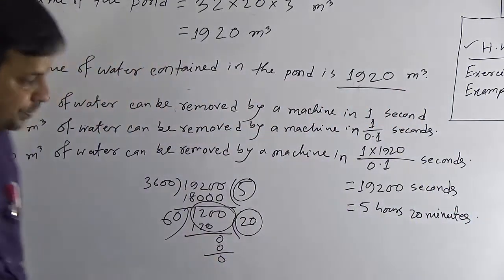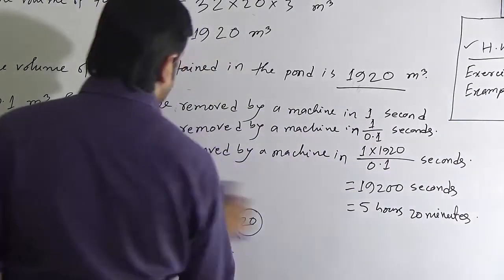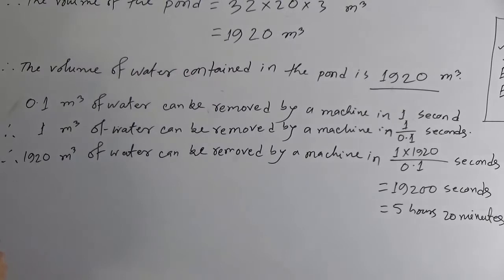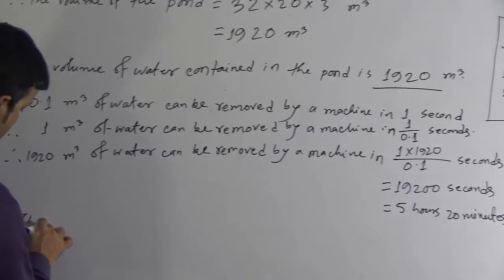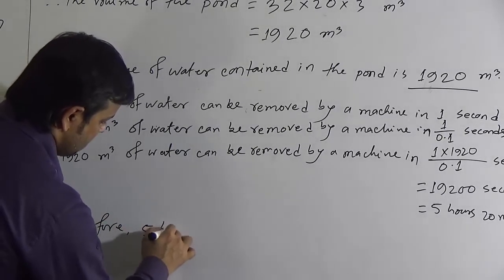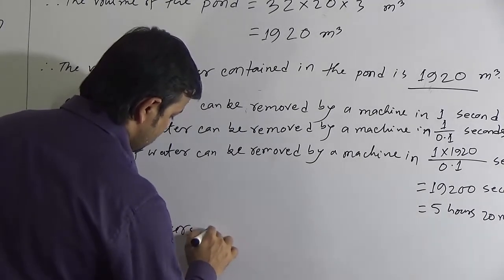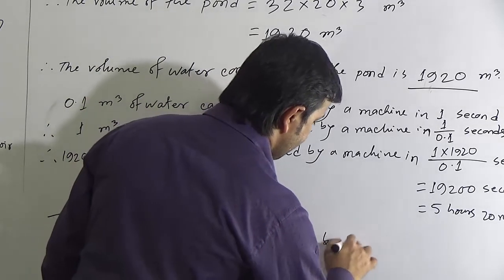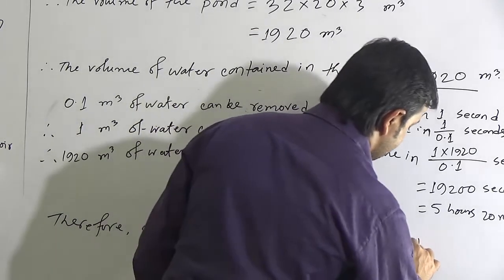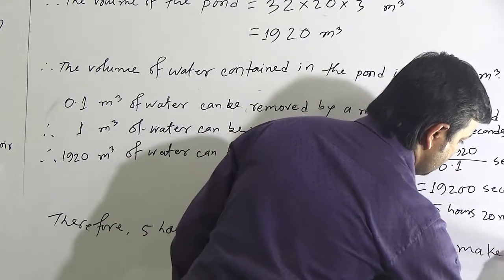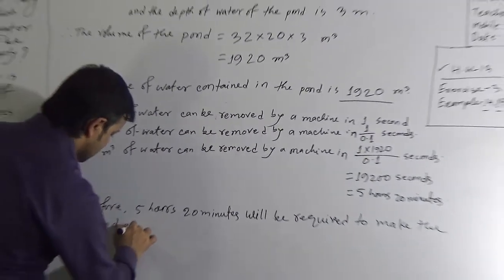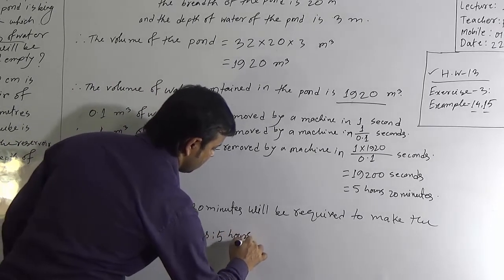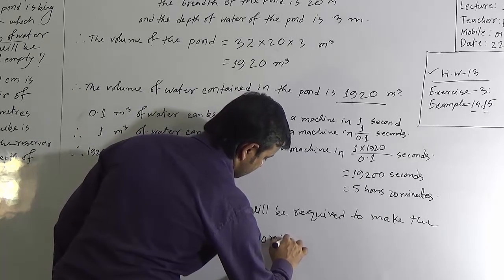So we can say, dear students, to make the pond empty, 5 hours 20 minutes will be required. Therefore 5 hours 20 minutes will be required to make the pond empty. So our answer of this question is 5 hours 20 minutes.